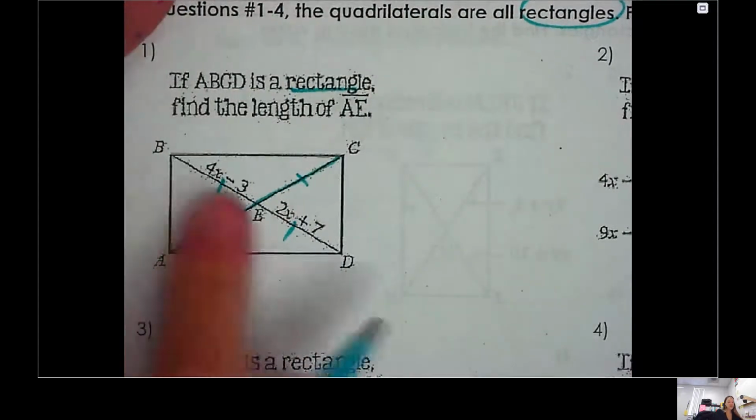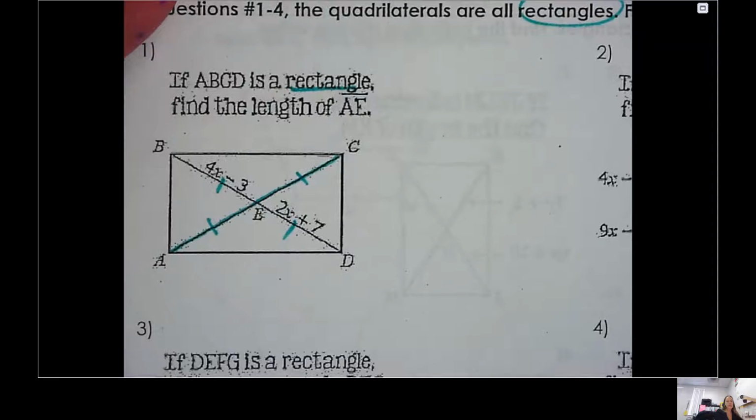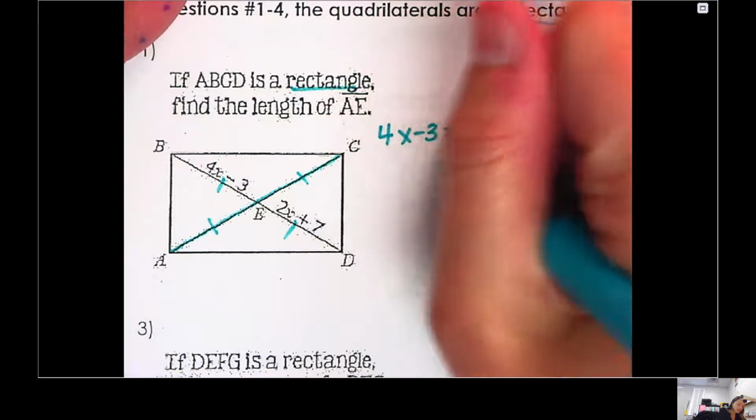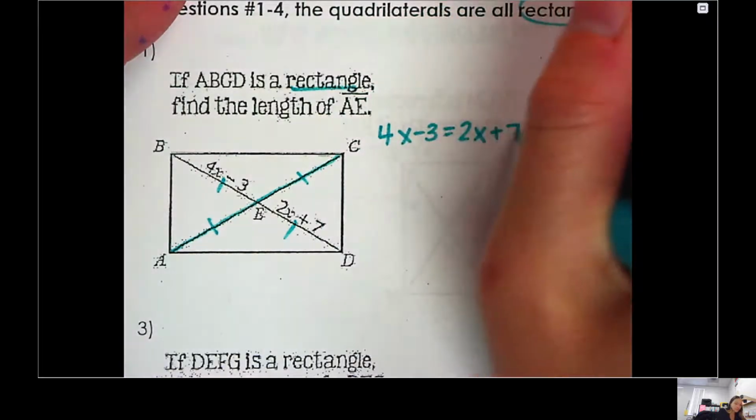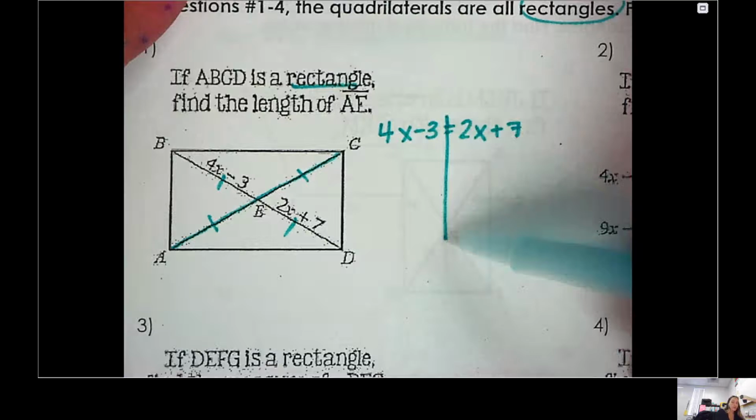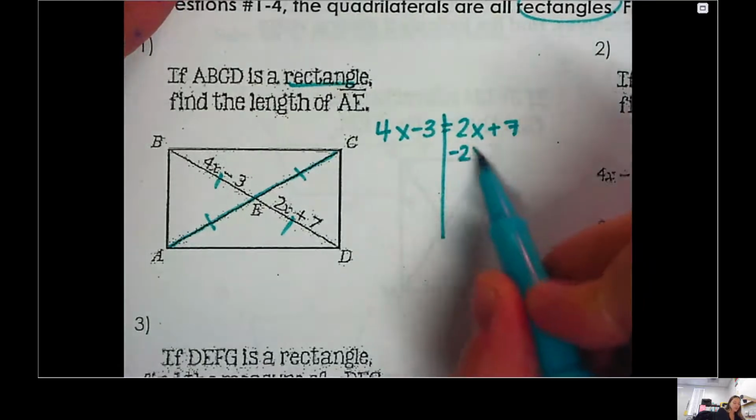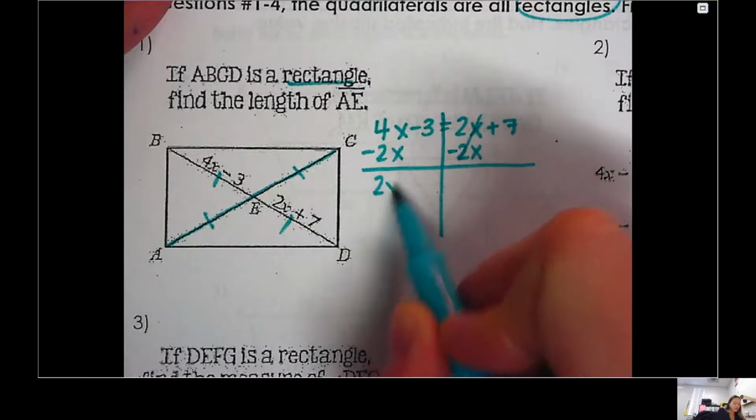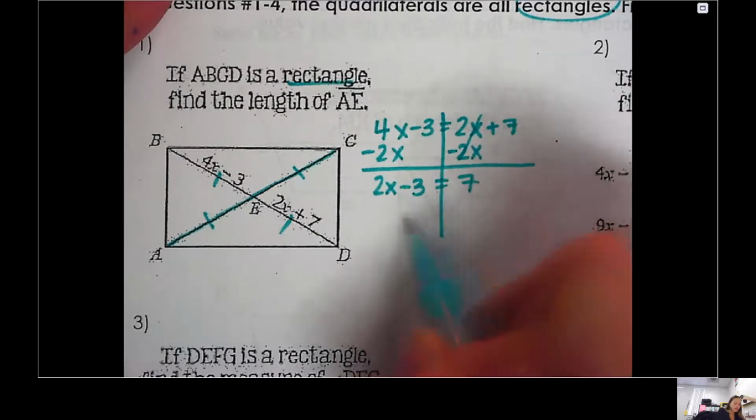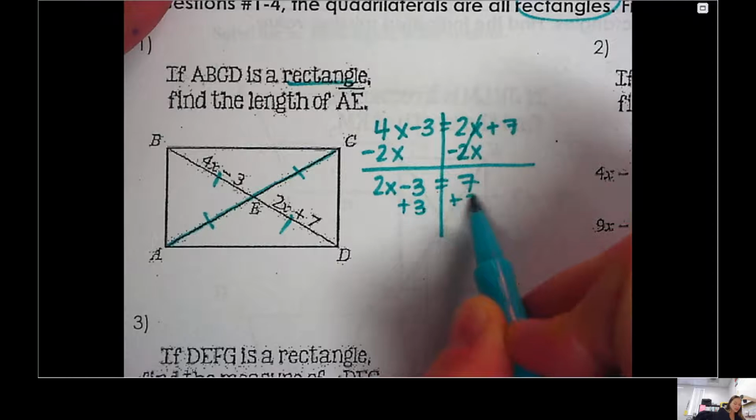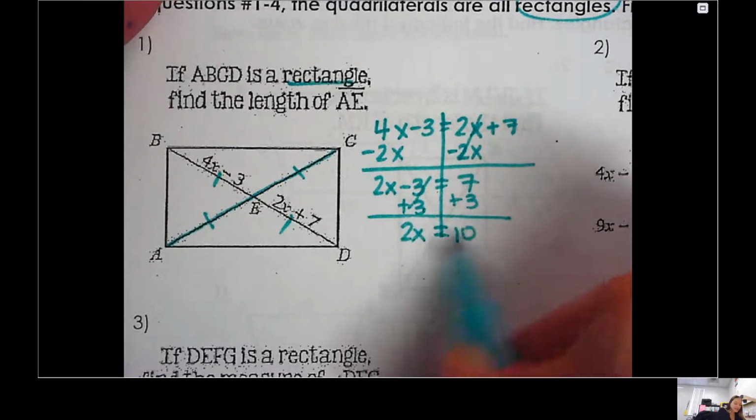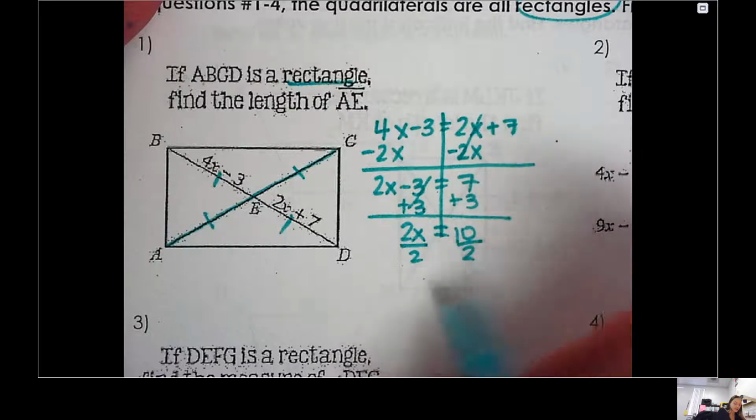Well, since they're all the same, I'm just going to take those 2 equations and set them equal because they are congruent. So my equation becomes 4x minus 3 equals 2x plus 7. And then it just becomes a really quick algebra problem. So I'm going to subtract 2x from both sides. I get 2x minus 3 equals 7. I add my 3 on both sides. I get 2x equals 10. And then I divided both sides by 2. I get x equals 5.